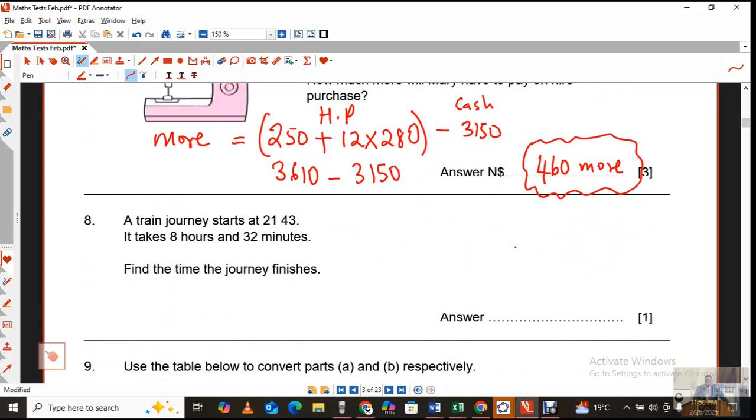Right, we come to question 8 now. There are many ways you can do question 8. So first of all, a train journey starts at 17 minutes to 10 in the evening, and then it takes 8 hours and 32 minutes. So what common sense should tell you is that if something starts at 10 at night and it's 8 hours, it's going to end somewhere the next day in the morning.